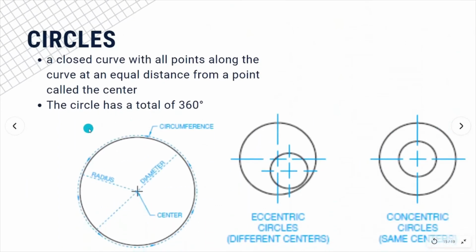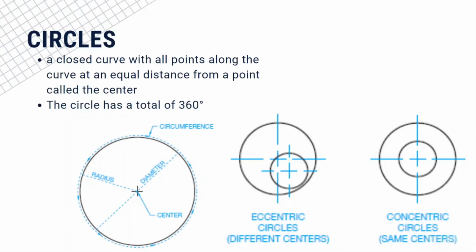So, next is the circle. This is a closed curve with all points along the curve at an equal distance from a point called the center. A regular, perfect, full circle has a total of 360 degrees or 2 pi in radians. The perimeter, which for a polygon is the total of its sides, is called the circumference in a circle, no?